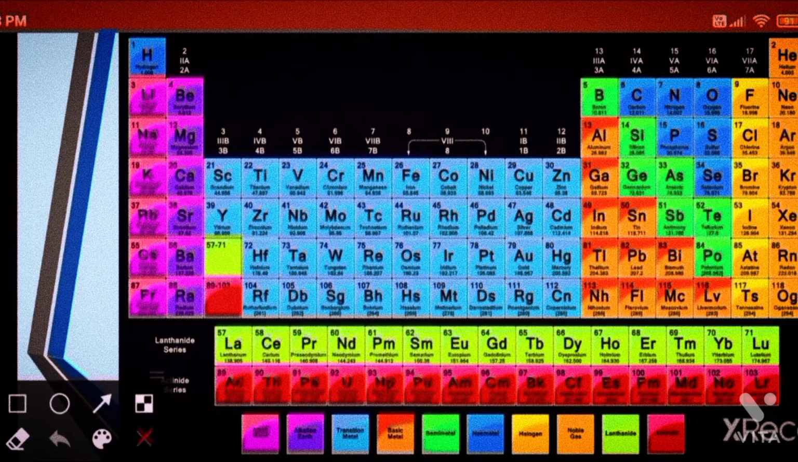So let's begin with the periodic table from the first group. What is the first group? This is the first group. Elements of the first group are hydrogen, lithium, sodium, potassium. Then we can take the 13th group, boron, aluminium. Then we can take the 18th group directly, helium, neon, argon, krypton. These are the 18th group.